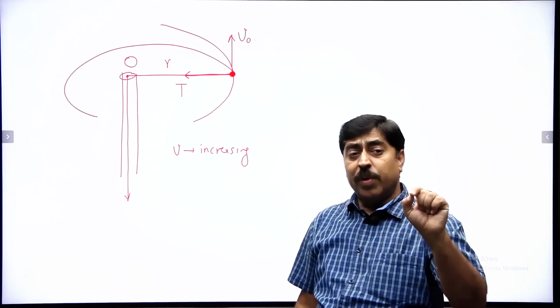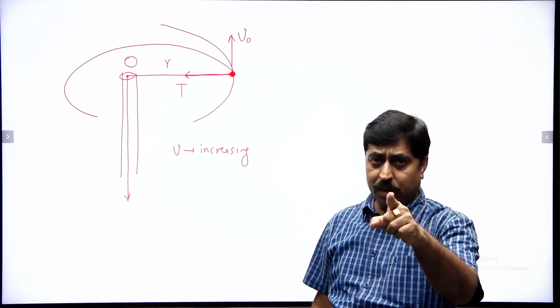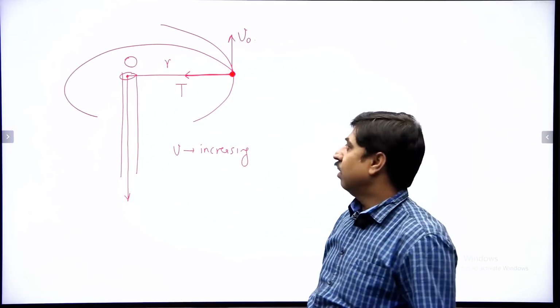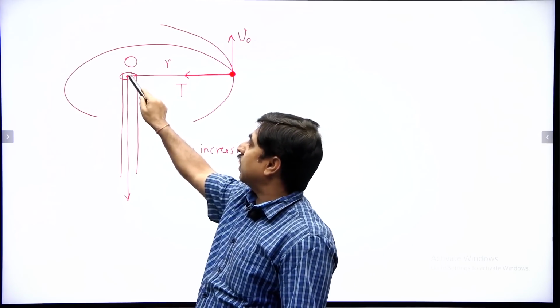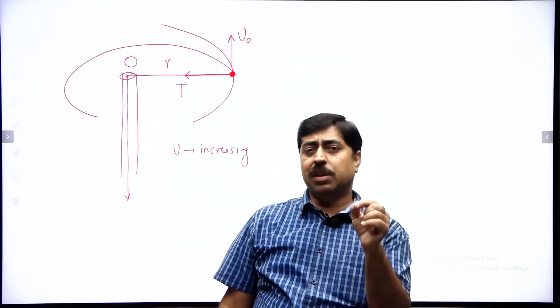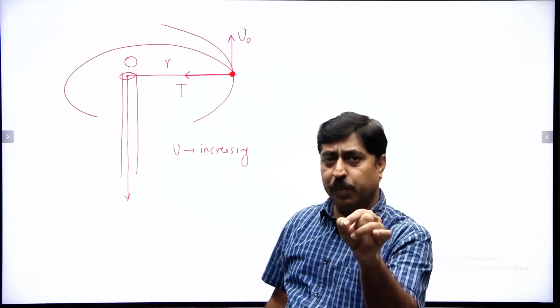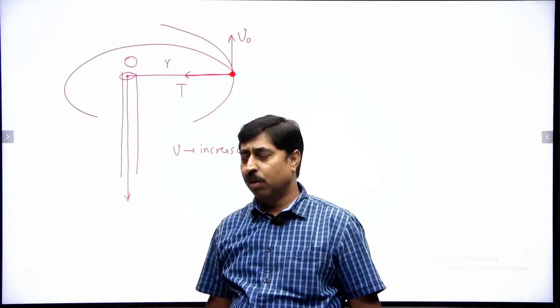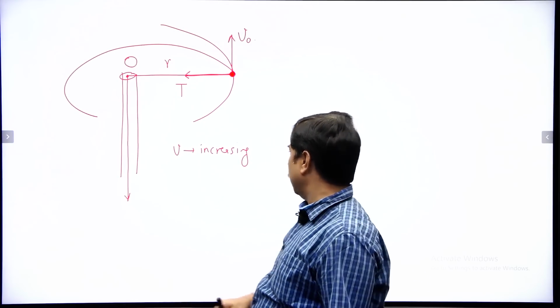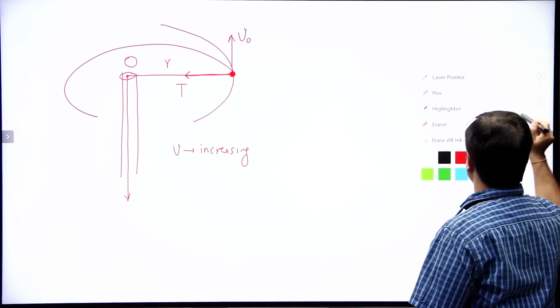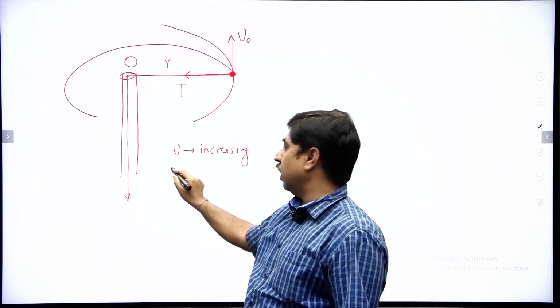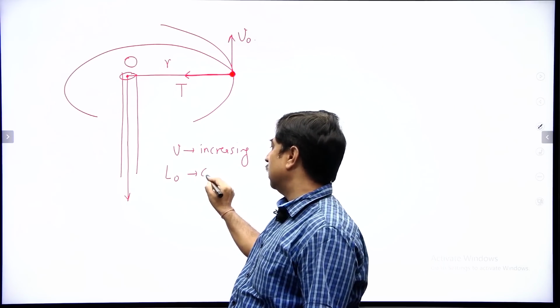Now what about the angular momentum of the particle about O? Is it conserved? Certainly, because this tension force is passing through this point O, so this tension does not have any torque about point O. So the particle does not experience any kind of torque about point O, therefore angular momentum of the particle about point O also remains conserved. Angular momentum of the particle about point O is conserved.